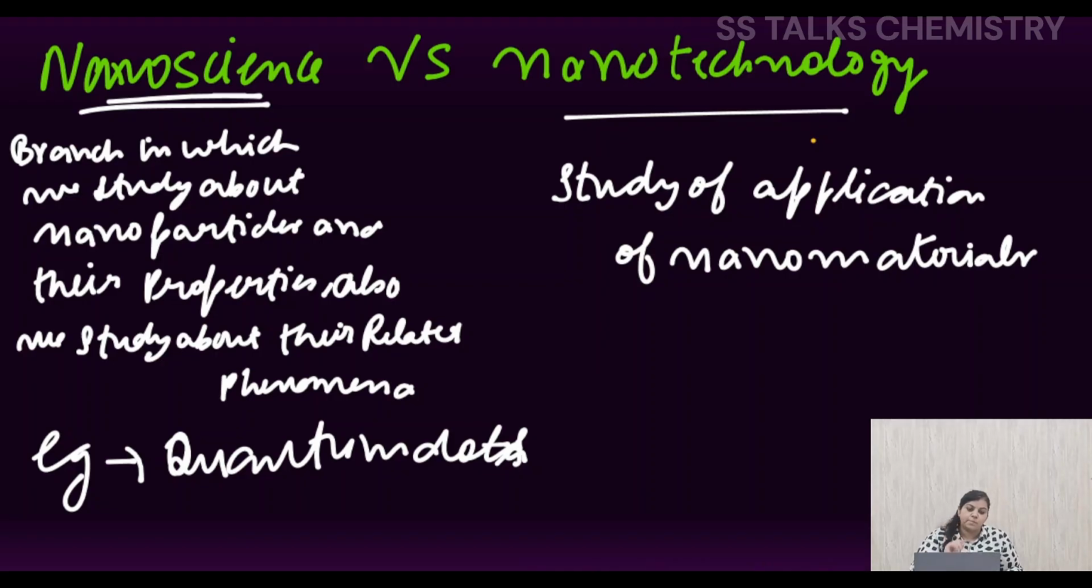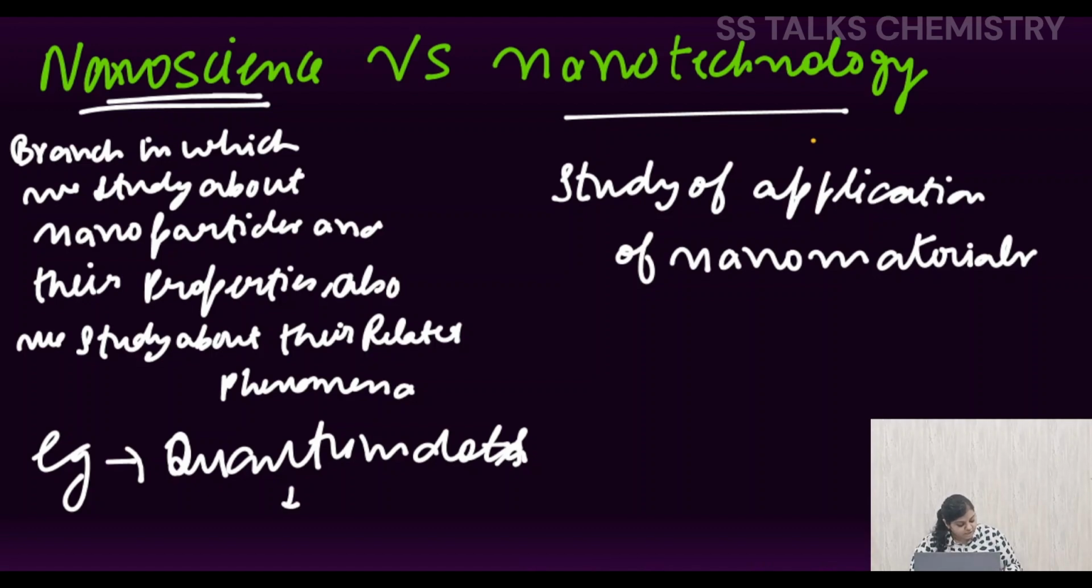They are small particles, it is made up of that, and that is the nanomaterials. So this becomes the application part of the nanomaterials in the LED TV screens that we are having. So this is studied under nanotechnology. I hope the difference between the two is clear.